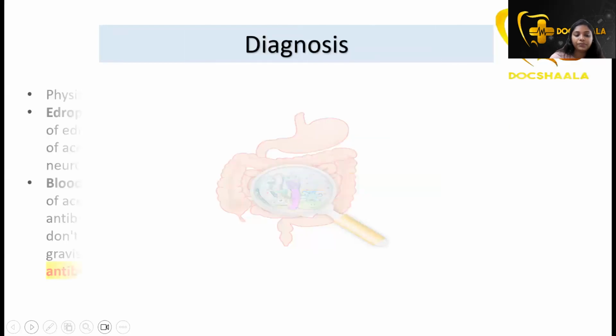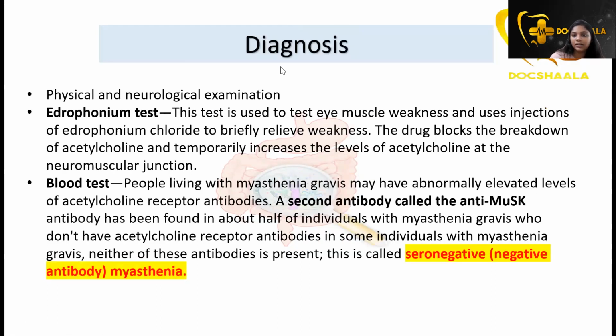Then the diagnosis of this disease can be done by physical and neurological examination. Another important test is the edrophonium test. Edrophonium test is used to test the eye muscle weakness. It uses injections of edrophonium chloride, which relieve the weakness. The drug blocks the breakdown of acetylcholine temporarily, and temporarily increases the levels of acetylcholine at the neuromuscular junction.